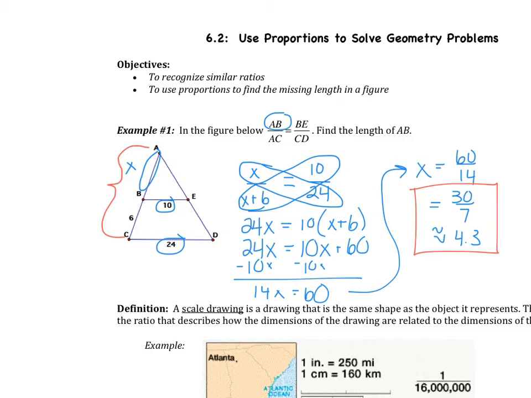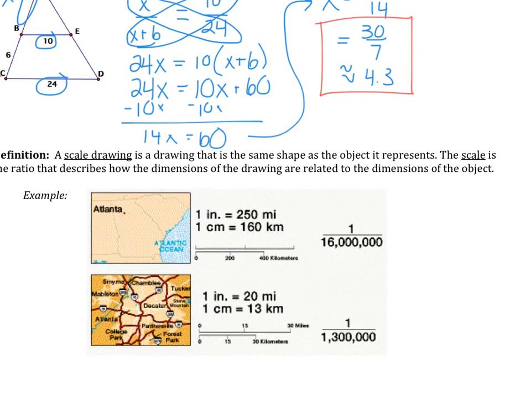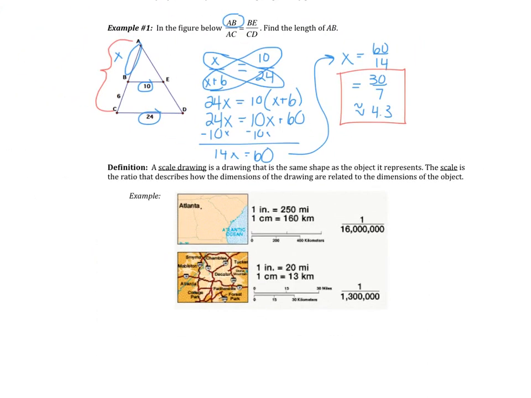Okay, so the next part of our notes gives us a definition, a scale drawing, and that is a drawing that has the same shape as the object it represents, and the scale is the ratio that describes how the dimensions of the drawing are related to the dimensions of the object. Back in the day when we used maps and atlases, you could figure out how far more or less you drove, just because every inch on a map would represent 250 miles in real life. Or for those on the metric system, a centimeter would represent 160 kilometers.